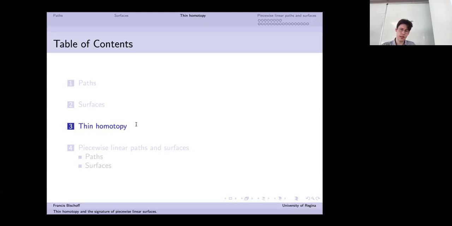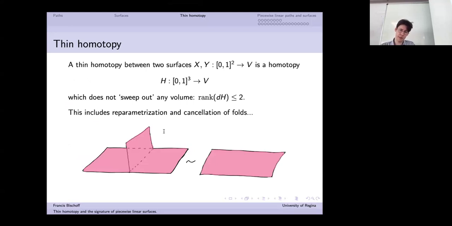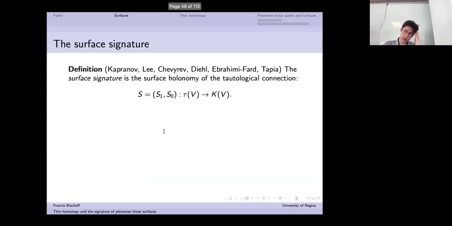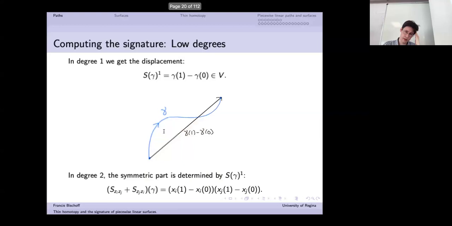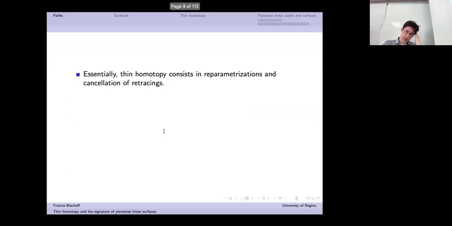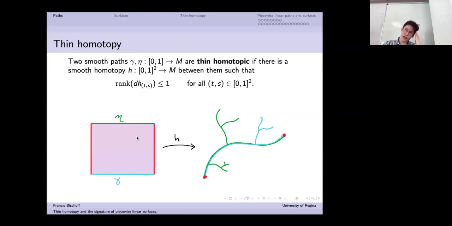Okay, so I want to now talk about thin homotopy in some more detail. Here's the definition: a thin homotopy between two surfaces is a homotopy, a map from a cube into V, which interpolates between the two surfaces, but it doesn't sweep out any volume, in the sense that the rank of the differential is bounded by 2. Remember, in the case of paths, it was an analogous definition, but it could not sweep out any area, so the rank was bounded by 1.